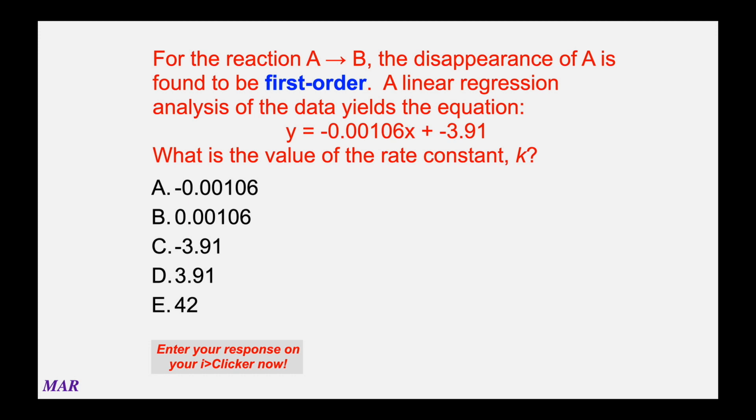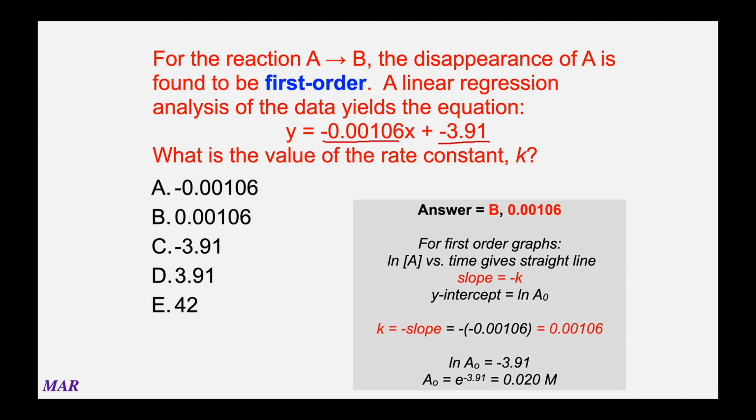But anyway, the question between B and D is whether the positive value comes from the slope, which is the negative 0.00106, or whether the rate constant K comes from the y-intercept of negative 3.91. If you remember from the notes, it's the slope that gives you the K. And because K has to be positive, let's make that negative a positive number, 0.00106.